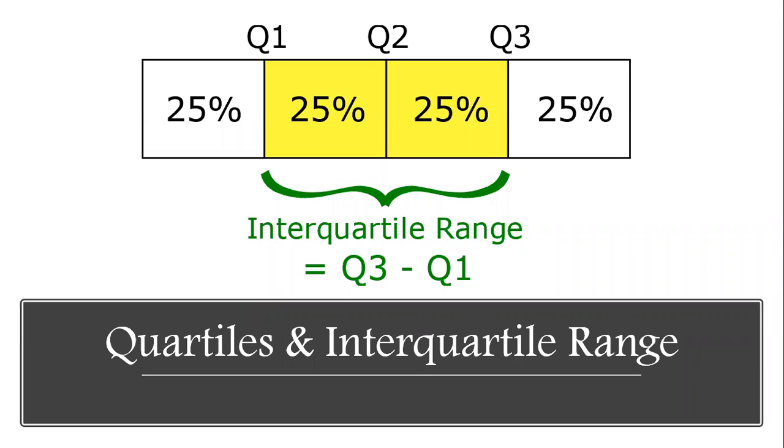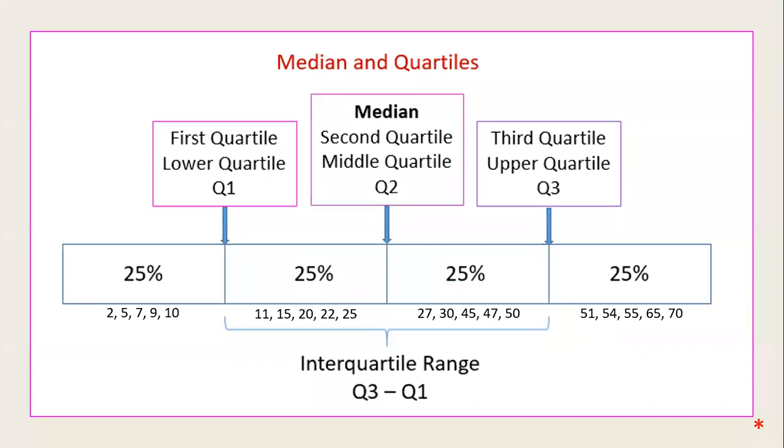Now let's discuss the concepts of quartiles and interquartile range in greater detail. The distribution of any variable can be divided into 4 equal parts, or what is referred to as quartiles. Each quartile makes up 25% of the distribution. The first quartile, or Q1, lies at the 25th percentile. The second quartile, or Q2, lies at the 50th percentile. And the third quartile, or Q3, lies at the 75th percentile.